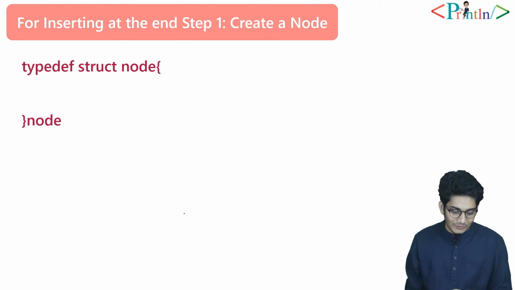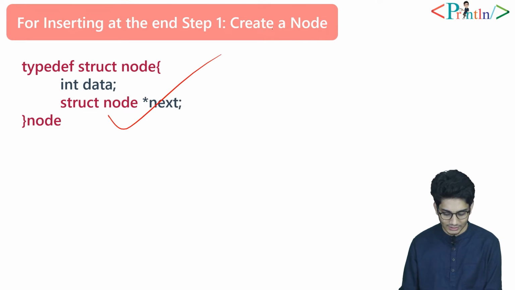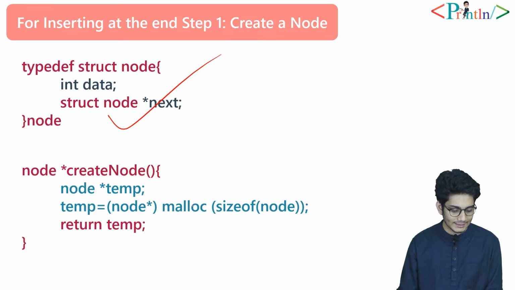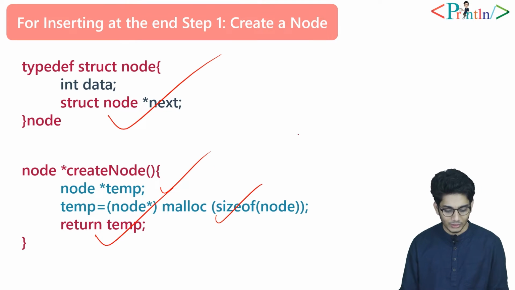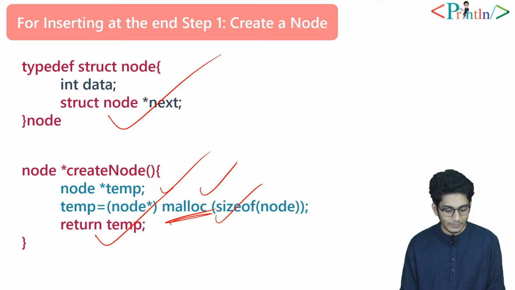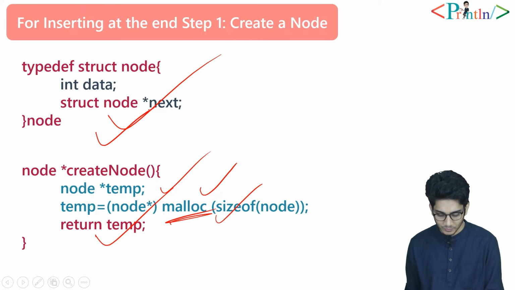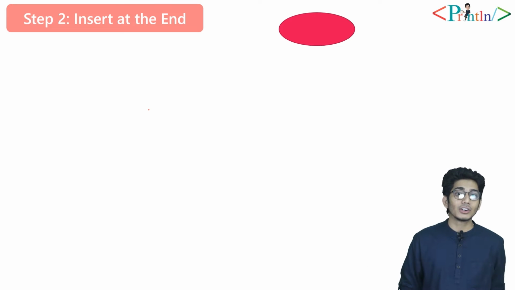So at first we have to declare a structure, within that data, node, this portion is clear. Next, create node, this portion is also clear, I hope. So we have allocated a memory using malloc, then we'll return this memory from where we are calling this method. So we have allocated the memory, we have declared the structure. Now we'll see how we can insert a node at the end.